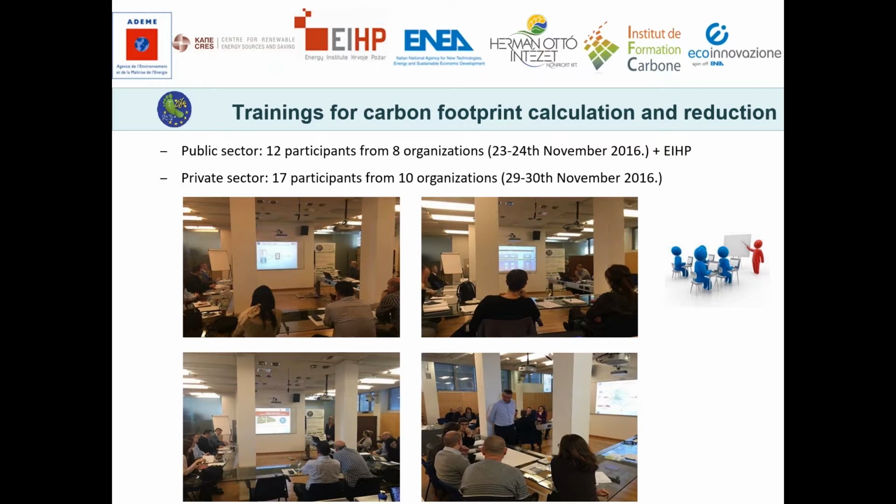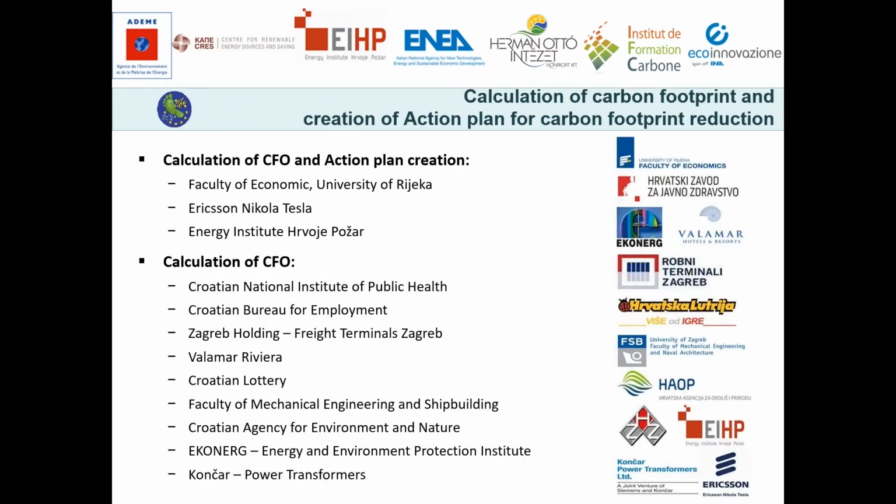And in the end, as I said, we calculated the carbon footprint of organization for 12 organizations and created an action plan for 3 of them. One was for the Energy Institute Hrvoje Požar, and the other 2 were Ericsson Nikola Tesla, that is a private company, and Faculty of Economics, University of Rijeka, which is a public organization.